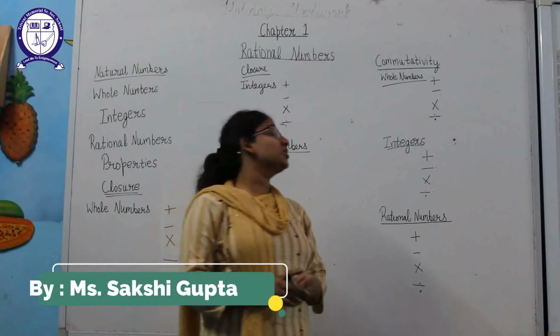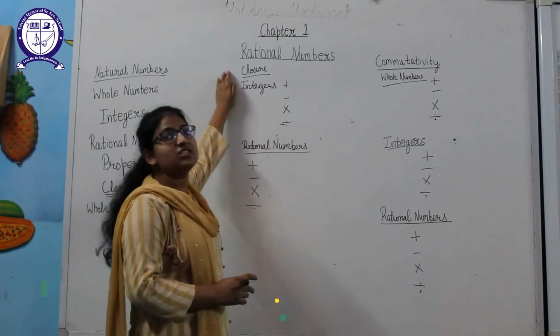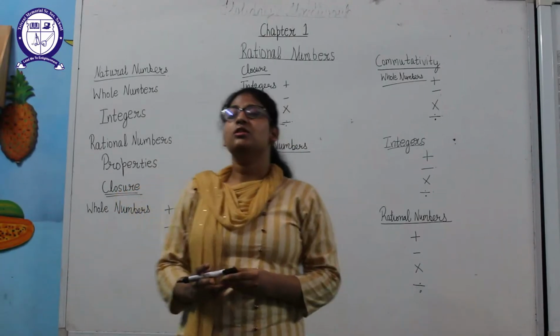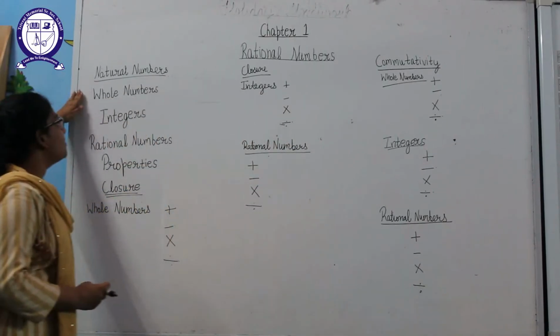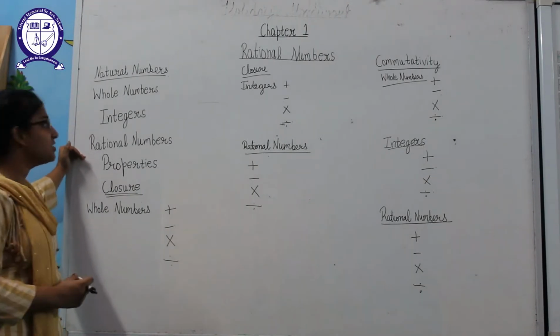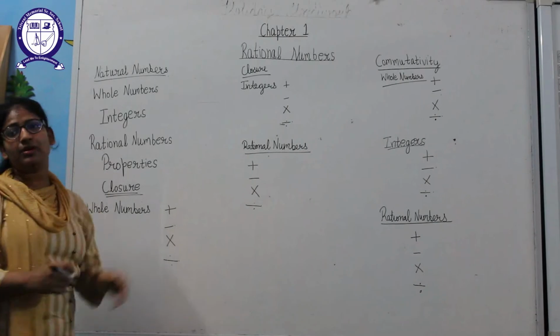Class, today we are going to chapter 1, that is rational numbers. But first of all, we should know about the natural numbers, whole numbers, integers. Then we will come to the rational numbers. So, what are natural numbers?